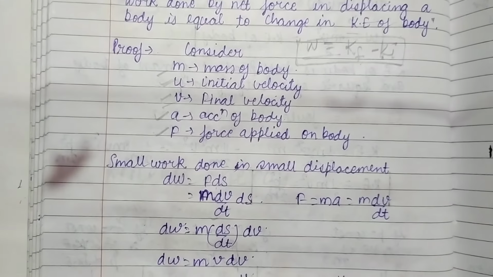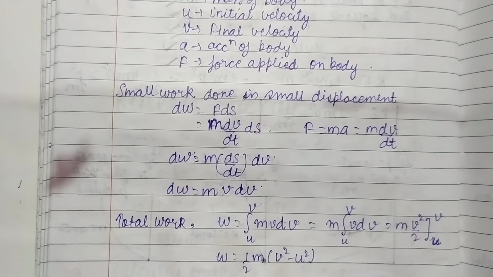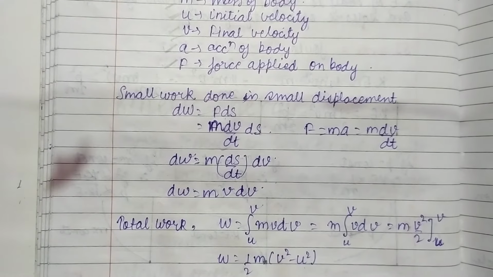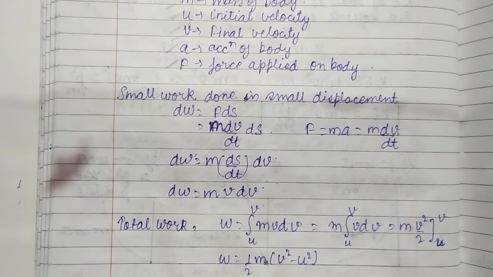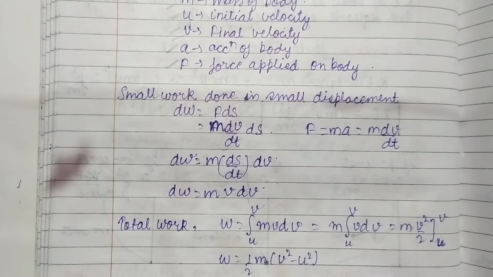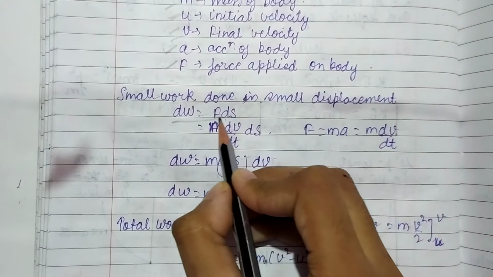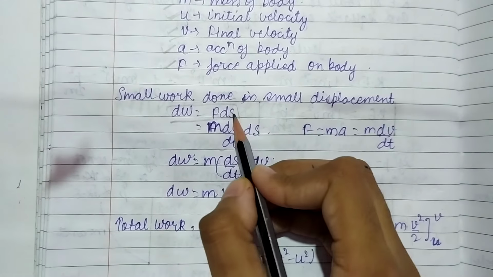Let us start from what we already know, what is work. Okay, work done we have already studied. So work done along a small displacement by the body when some force is acting on it is defined as force into displacement.